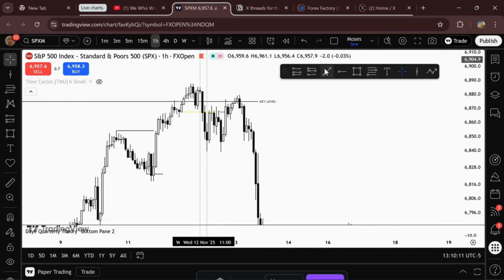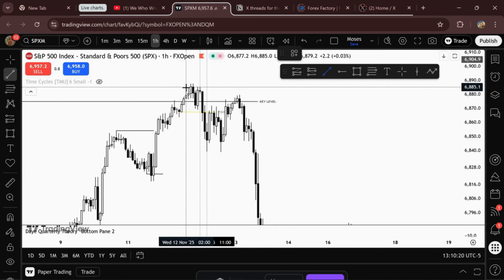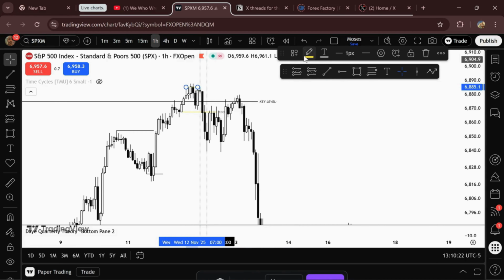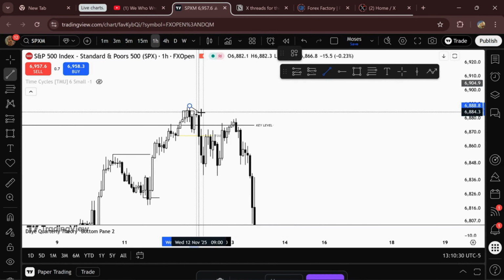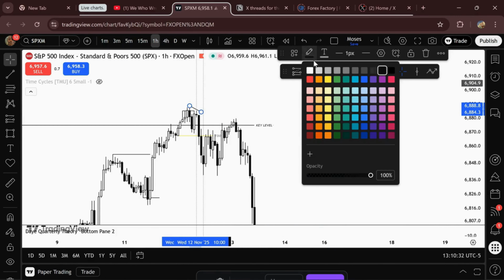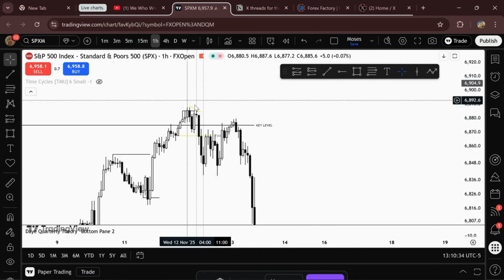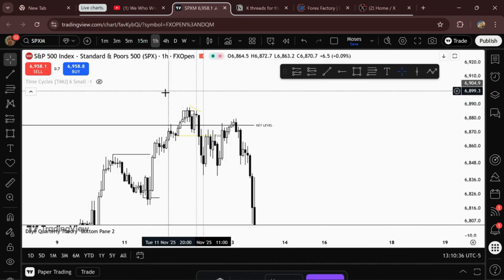And you could see that the change in the state of delivery was confirmed when price, remember, price came, swept this high, okay, swept this high and created this failure swing, which could be an SMT on other correlated assets, okay.